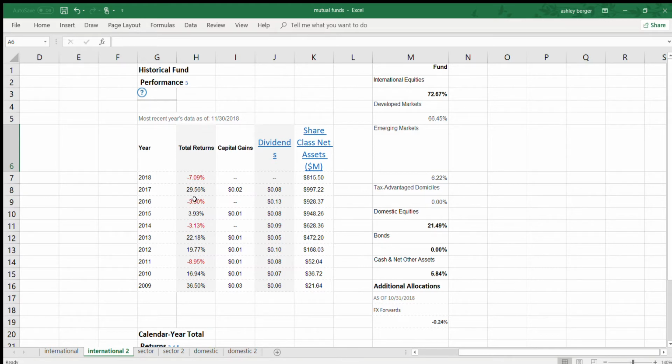This fund had a 29.56% return in 2017, a 2 cent gain, and an 8-cent dividend. And it is made up of 72.67% international equities, 66.47% from developed markets and 6.22% from emerging markets. This one had a little bit more domestic equities involved, with 21.49% being from domestic equities and 5.84% from cash and net other assets.